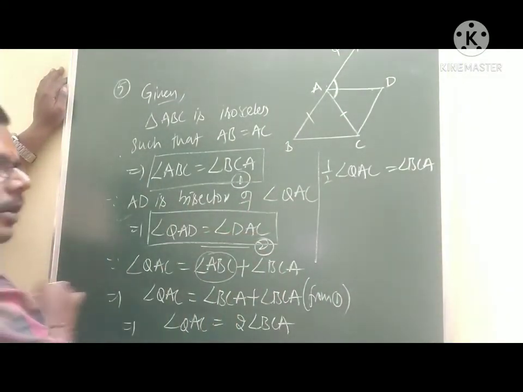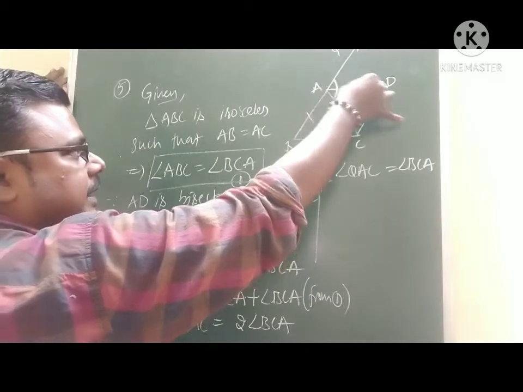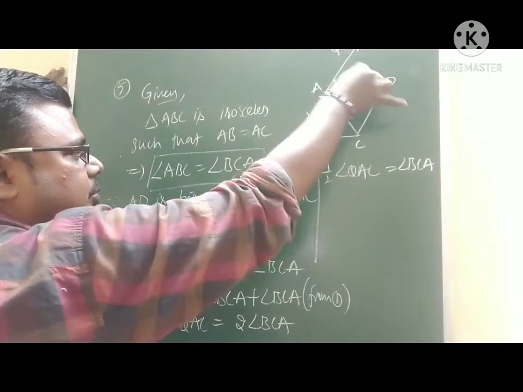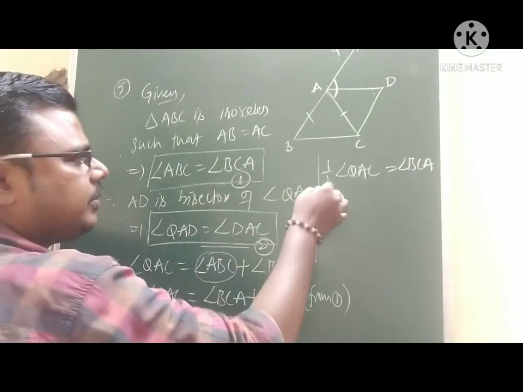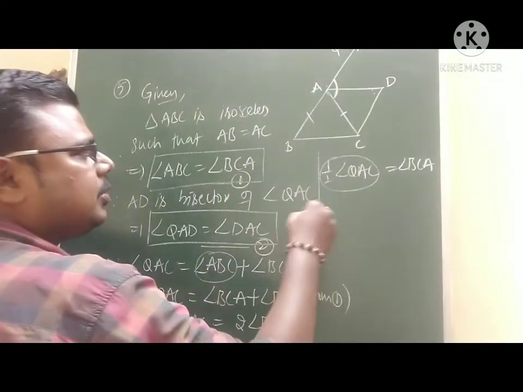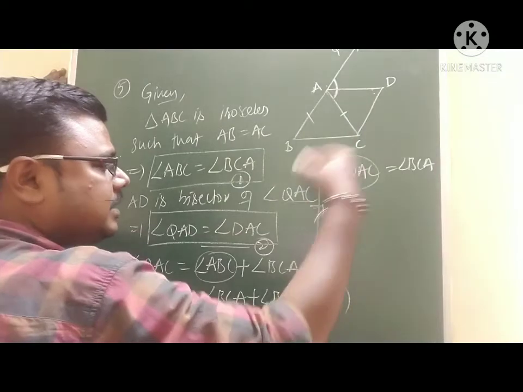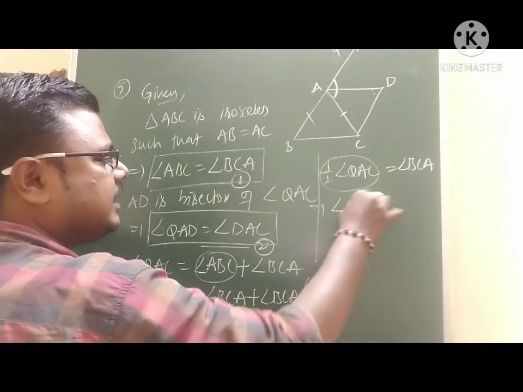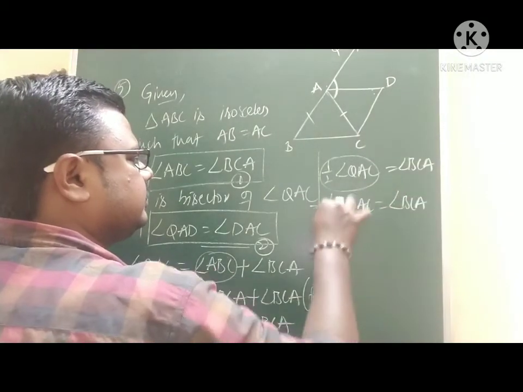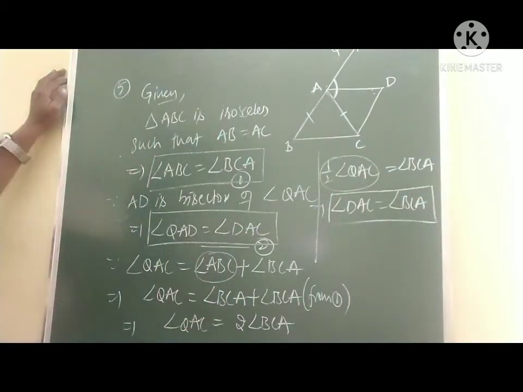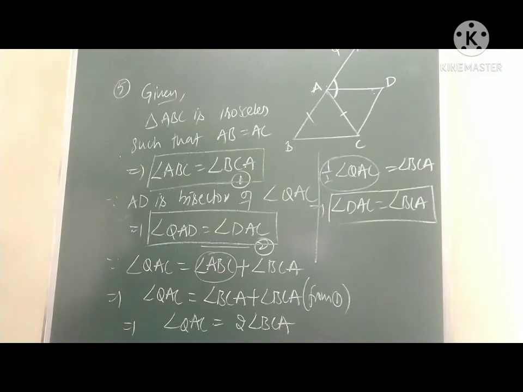Are you getting my point? So half of it, because AD is the bisector, that's why we have written angle QAD is equal to DAC. Already we have written that here, so I am using that statement. So half of angle QAC, as I required, DAC is equal to BCA, so I am writing angle DAC is equal to angle BCA. So that is what is required to prove the first statement.